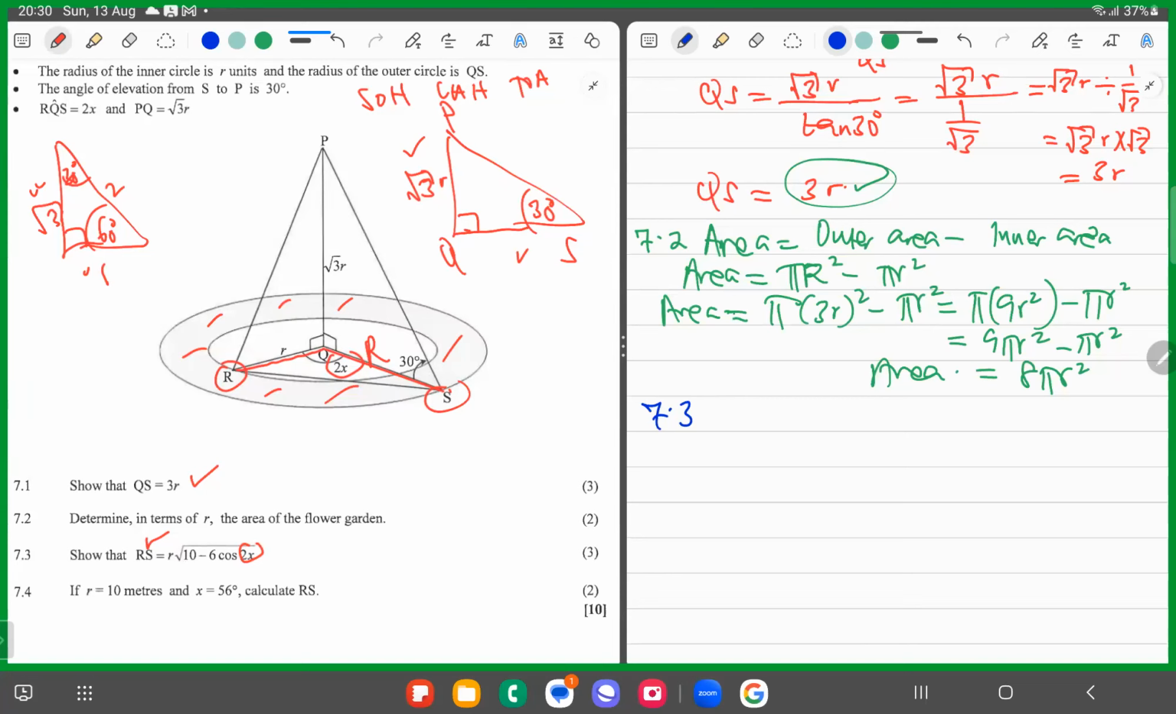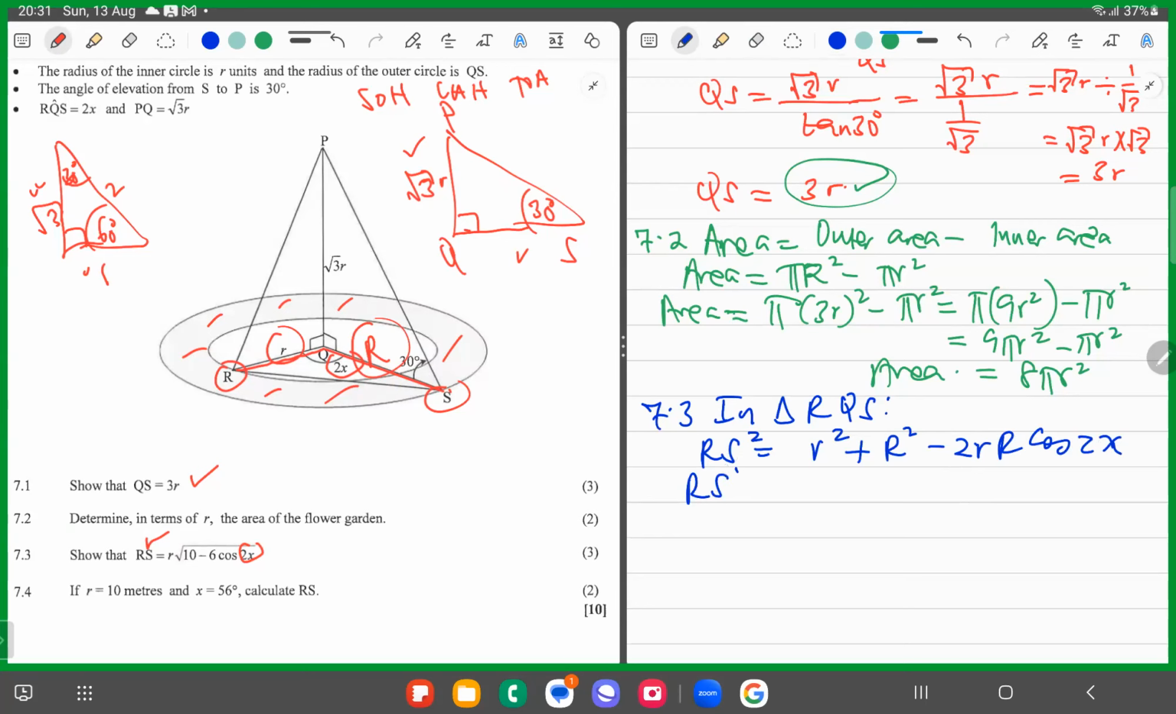So you need to work in triangle RQS. Which means RS squared is equal to small r squared, which is this one, plus big R squared, if you like, and then minus 2 times small r times big R cosine of the angle 2x, which is the angle opposite this side RS. This is the law of cosines, or the cosine rule.